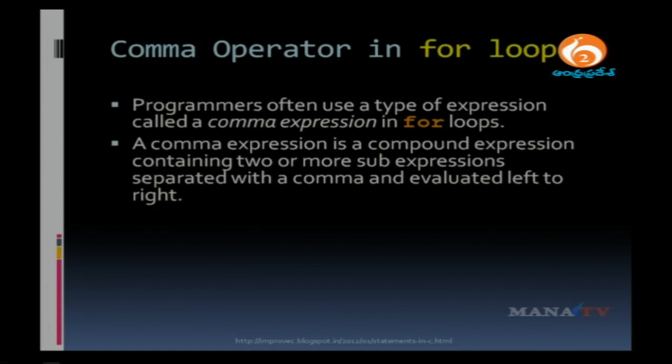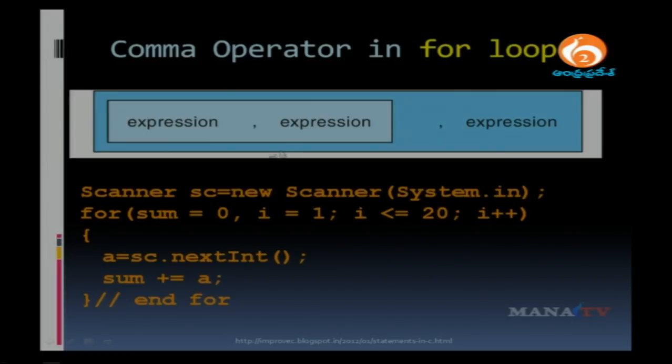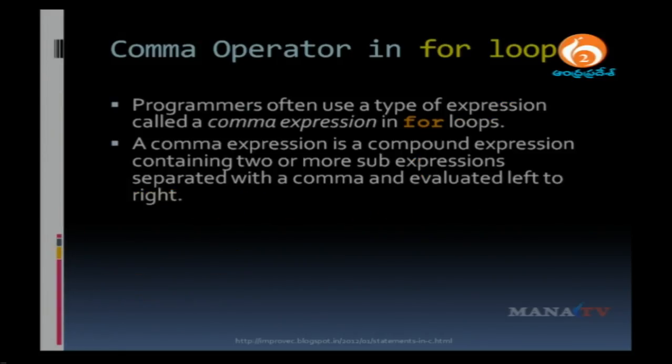So, in the for loop we can use the comma operator also. Sometimes you can use it, if you know about the comma operator properly. If you want to write many expressions in the for loop, you can use the comma operator also. Programmers often use a type of expression called a comma expression in the for loop.